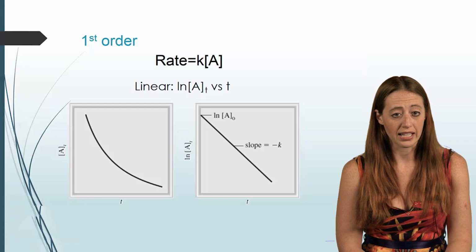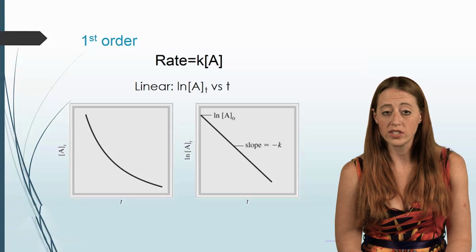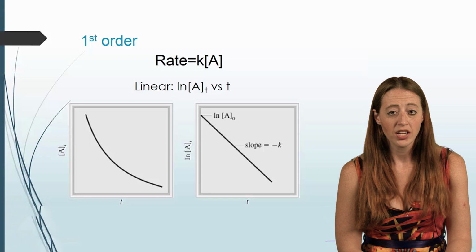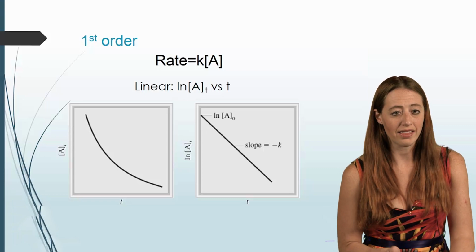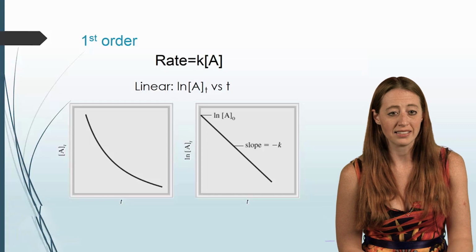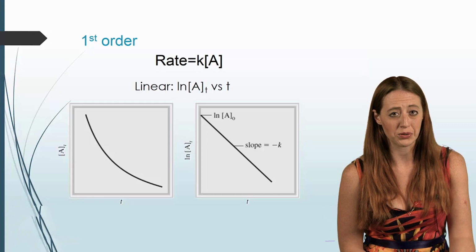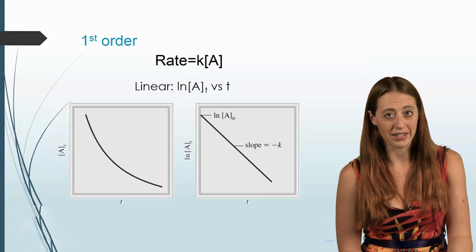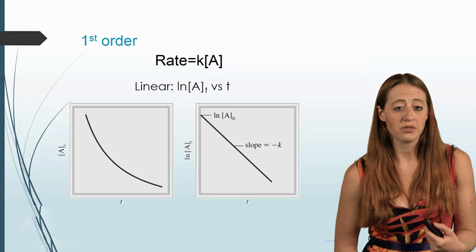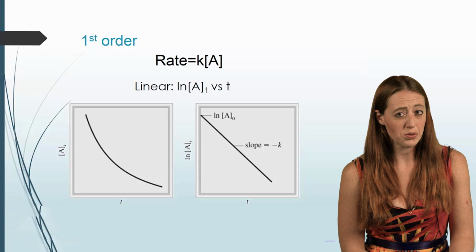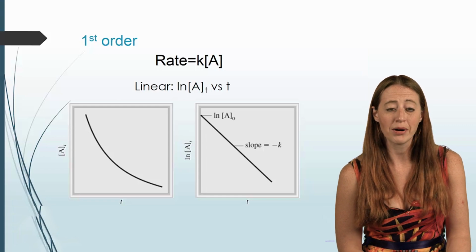This gives us a straight line with a slope of negative k. You can also at this point basically see the integrated rate law in this, because our y-intercept is going to be the natural log of our initial concentration of A. So we can use these for a variety of things. Let's first do a quick summary of everything we've just talked about, and then we'll do some problems.